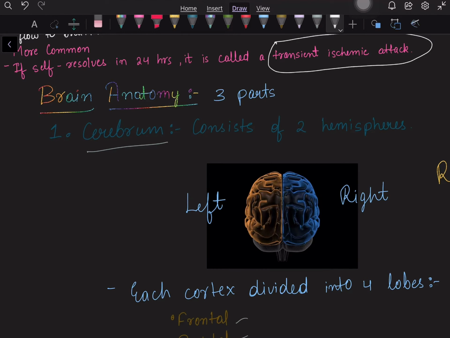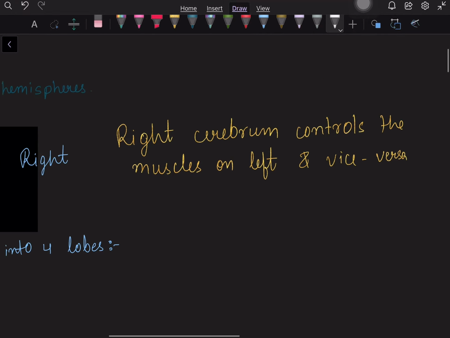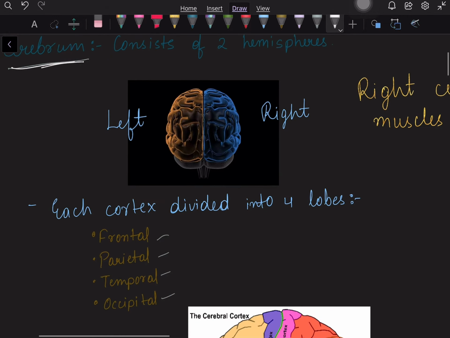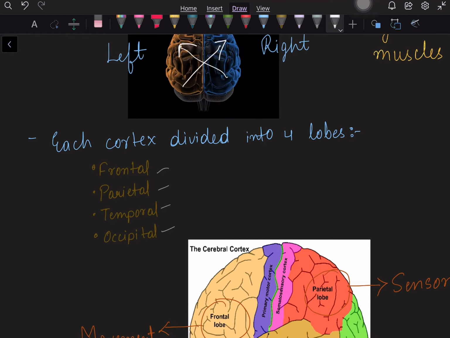The brain consists of three parts. The first one is the cerebrum. The cerebrum consists of two hemispheres, the left and the right. The right cerebrum controls the muscles on the left, and the left controls the muscles on the right. It works alternatively. Each cortex is divided into four lobes, that is the frontal, parietal, temporal and occipital.